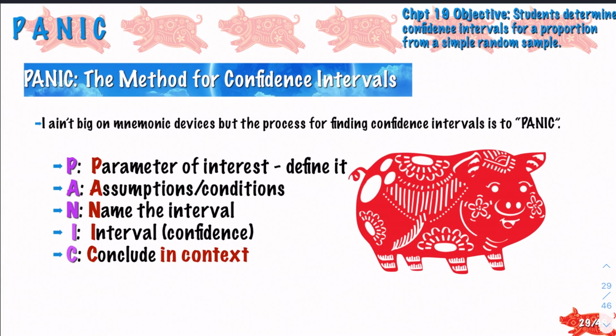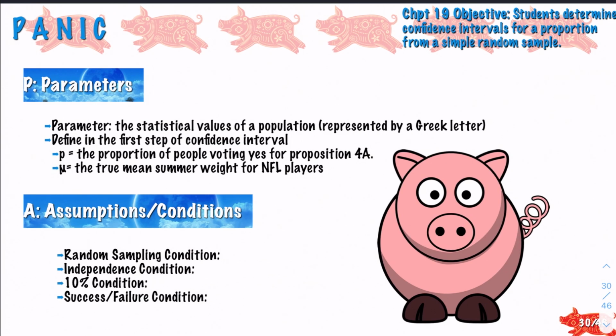All right. Now, I'm not big into mnemonics, but for the process of finding confidence intervals, there's a helpful way to remember it, and it is to PANIC. Panic just stands for the parameter of interest. We're going to define it. What's our P? Checking your assumptions and conditions, that's our A. N, name the interval. I, write your interval, our confidence interval. And then C, conclude in context. So always interpret with a sentence.